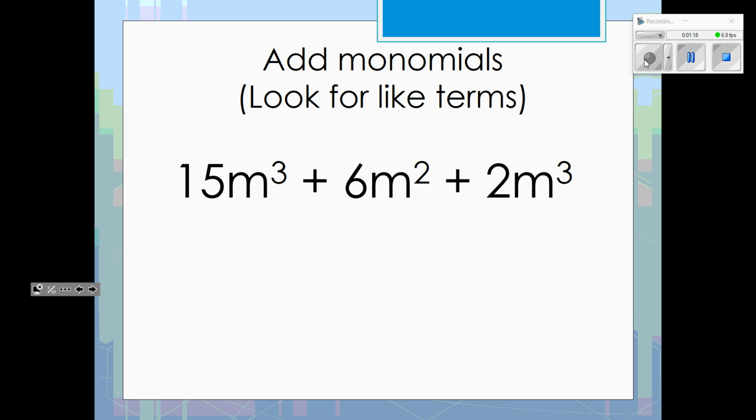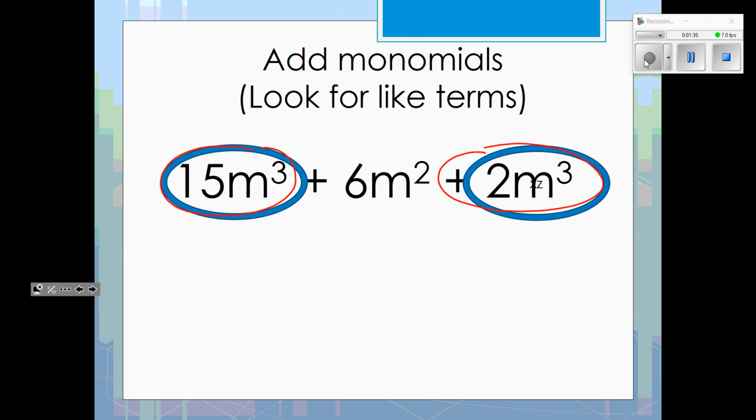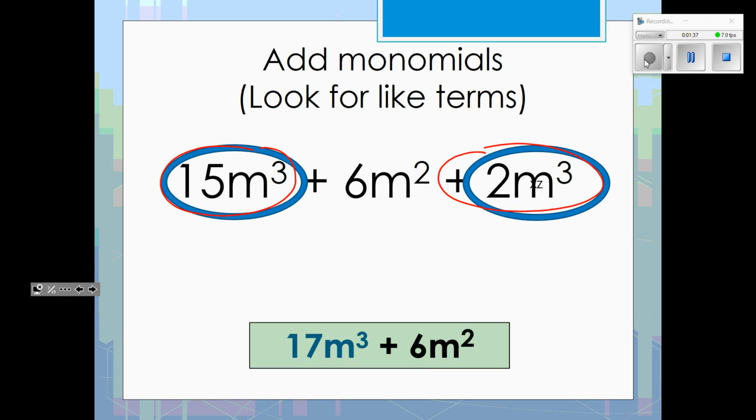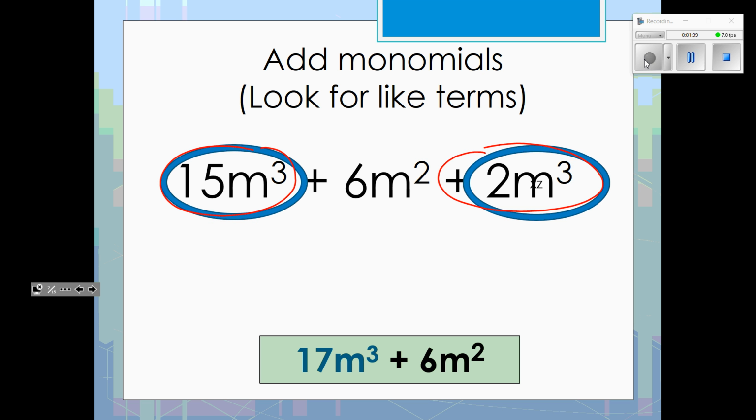Now, if you look at this, there are no parentheses. And what we have learned is that when adding terms like this, you look for terms that are alike, like terms, which means the same variable with the same exponent. So in this you have 2 terms that are m cubed. So those are the 2 that you can combine together. And when you combine them together, that would be 17m cubed. There was only 1 term that was m squared, so we just bring it down.